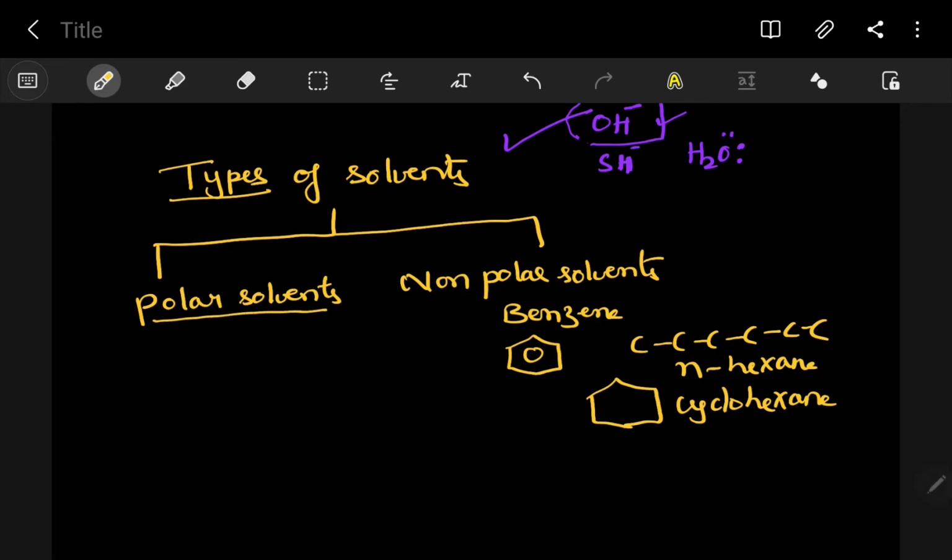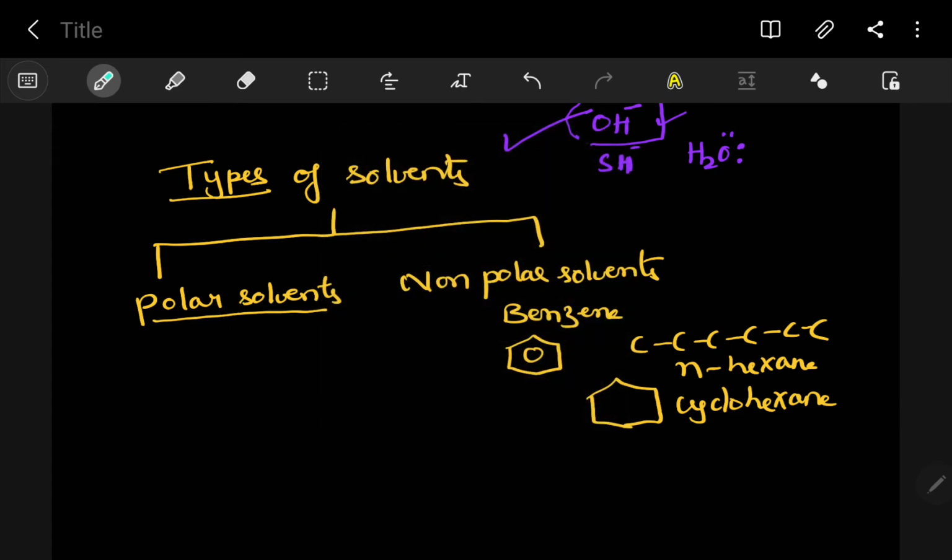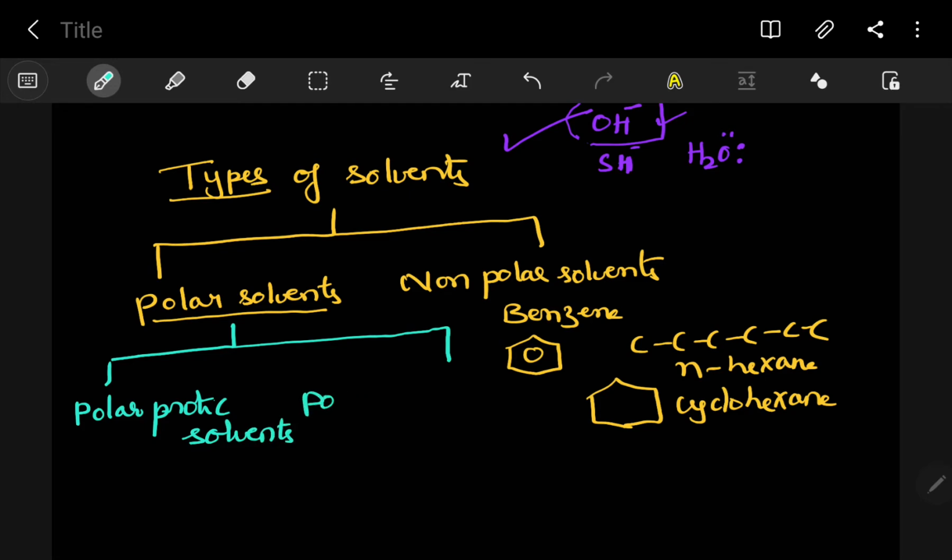Polar solvents: in our SN1 and SN2 reactions we come across these solvents. Here again in the polar solvents we have two types: polar protic solvents and polar aprotic solvents. First of all, what is the meaning of polar protic solvents? The solvents which can give H plus ions are called polar protic solvents.